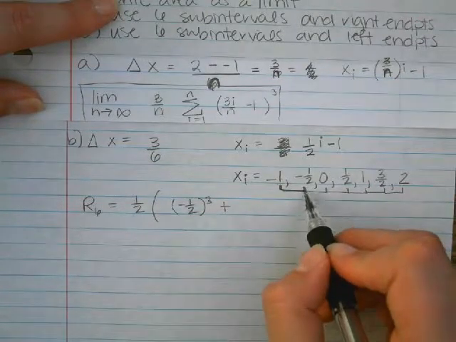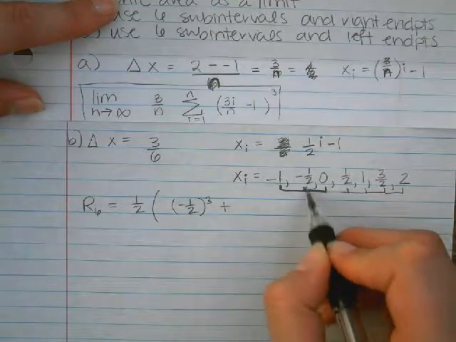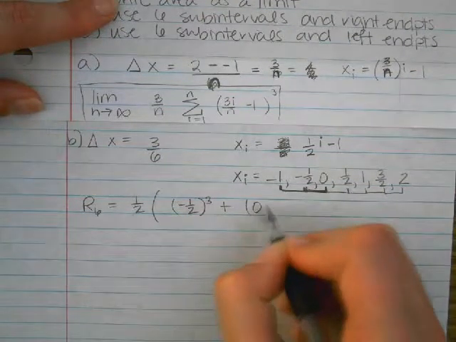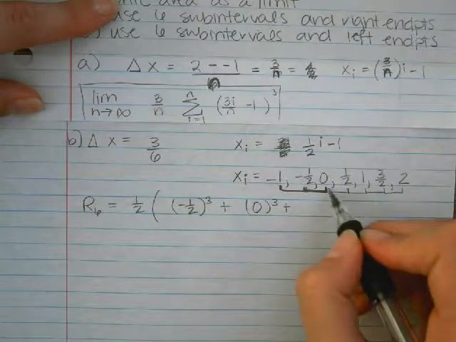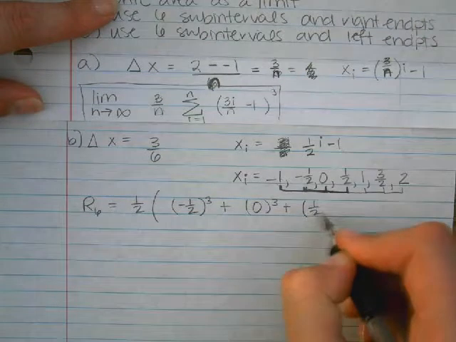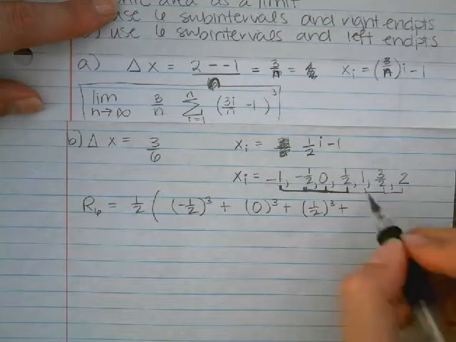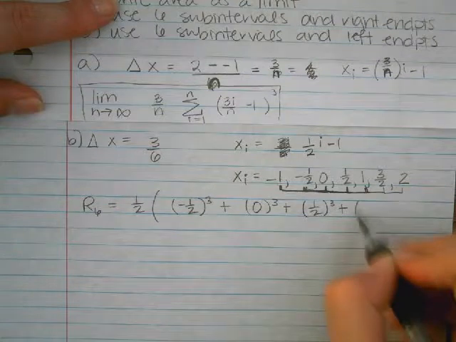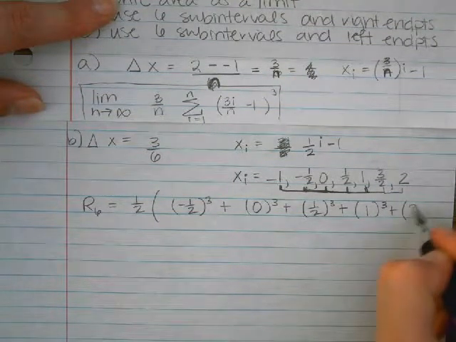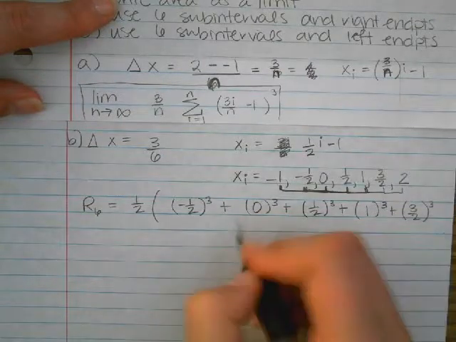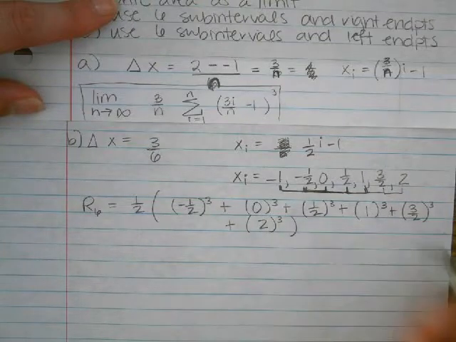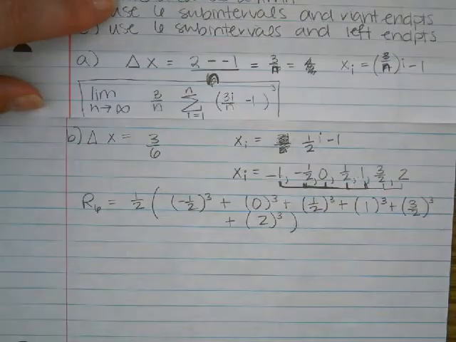My next rectangle is still 1/2 wide. And what do I plug in to see how tall it is? 0. So 0 to the third. My third rectangle is still 1/2 wide, and I plug in 1/2 to see how tall it is. How about my fourth? Plug in 1. How about my fifth? 3/2. And then last, we're going to plug the 2 in. Okay. Go ahead and start typing.